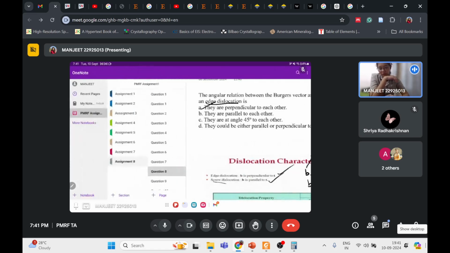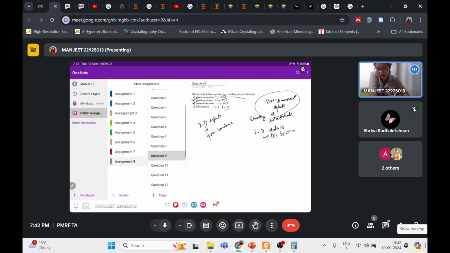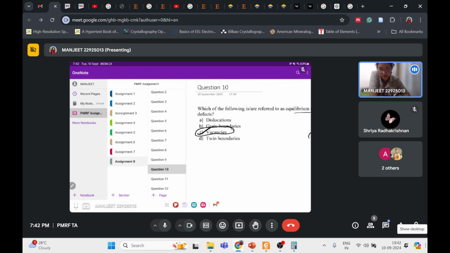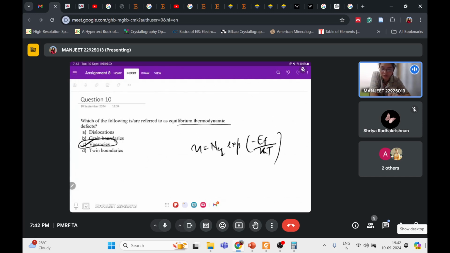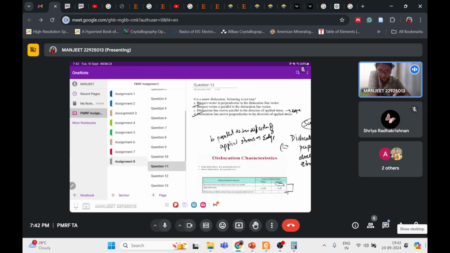This is about the dislocation. Zero dimensional defects are the vacancy or Schottky and the interstitial one. One dimensional defect will be the dislocation, and the two dimensional will be the grain boundaries. In the next question, it is about the equilibrium, and we call the vacancy an equilibrium thermodynamic defect also. And the 11th question is the same as the dislocation one.